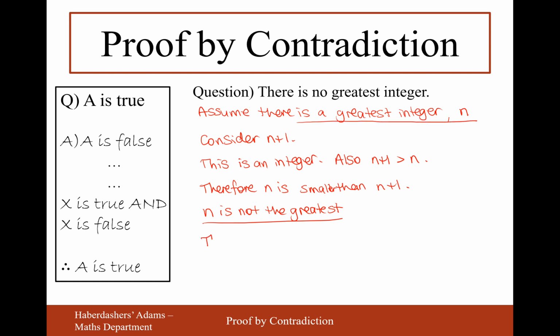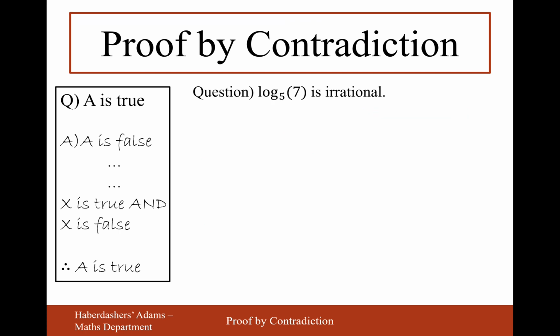So therefore, there is a contradiction. Always good to write the word contradiction. And there is no greatest integer. And there we are, that's the answer to that question. Okay then, moving on to the next one.